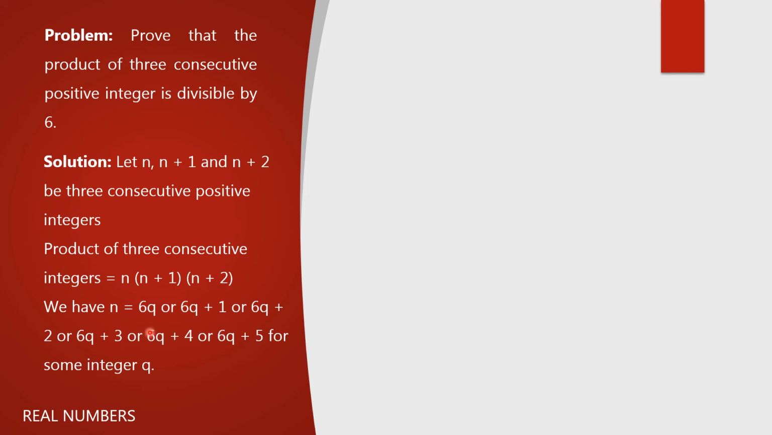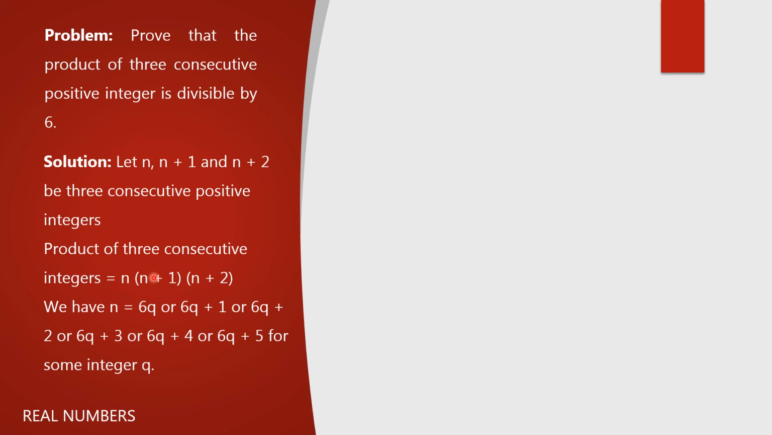Now we have n is a positive integer. Here you have to check the divisibility of this product by 6. That's why I will use this one. I will apply division lemma to n and 6. Then I will get this one. We have n is equal to 6q or 6q plus 1 or 6q plus 2 or 6q plus 3 or 6q plus 4 or 6q plus 5 for some integer q.